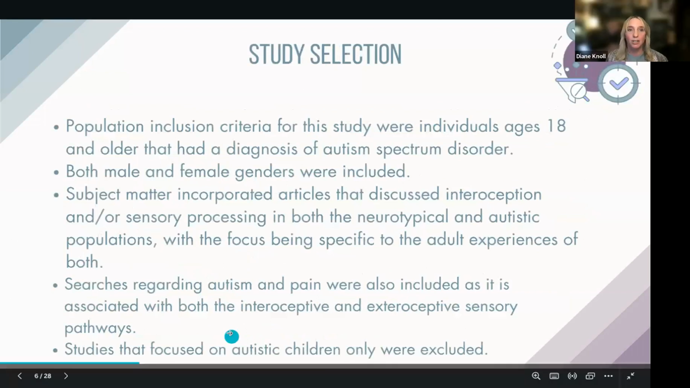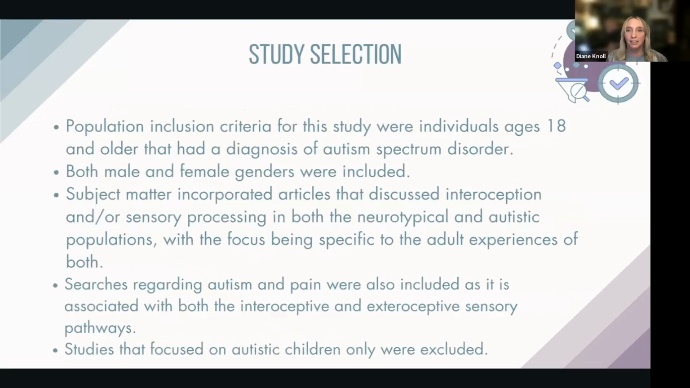For study selection, the population inclusion criteria were individuals 18 and older with a diagnosis of autism spectrum disorder. Both female and male genders were included. Subject matter incorporated articles that discussed interoception or sensory processing, or both, in neurotypical and autistic populations, with a focus specific to adult experiences. Searches regarding autism and pain were also included, as pain is associated with both interoceptive and exteroceptive pathways. I left out any studies that focused on children only.